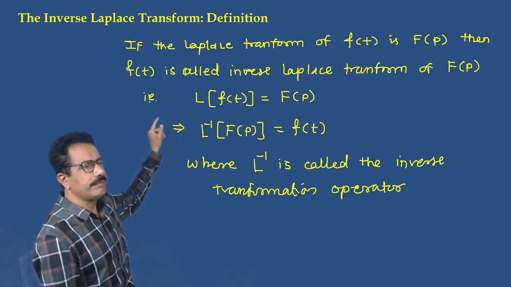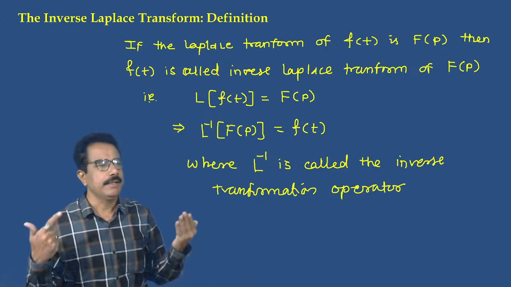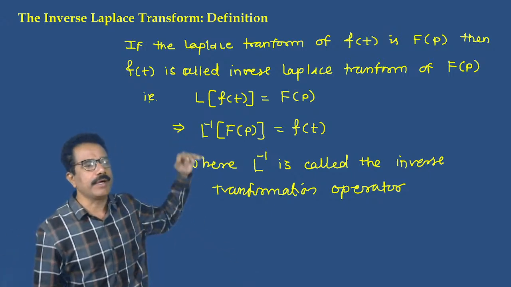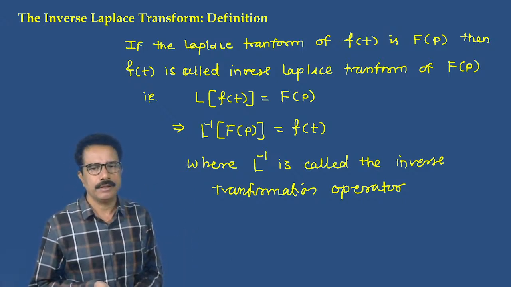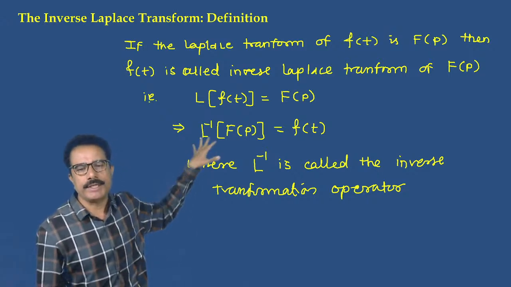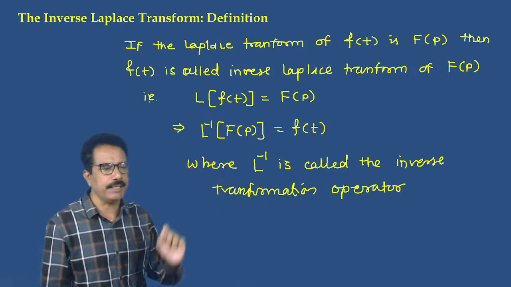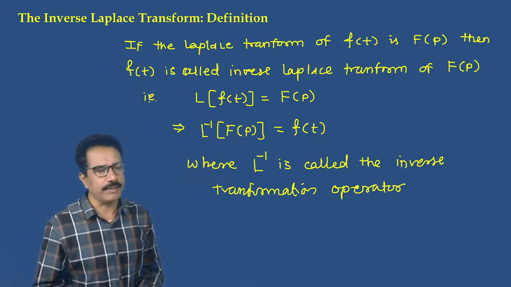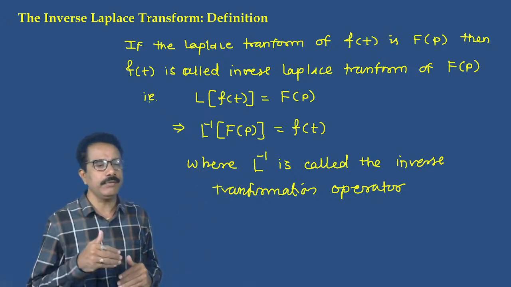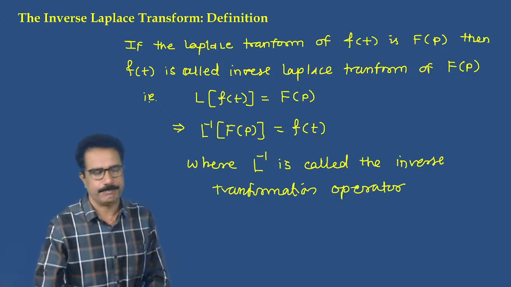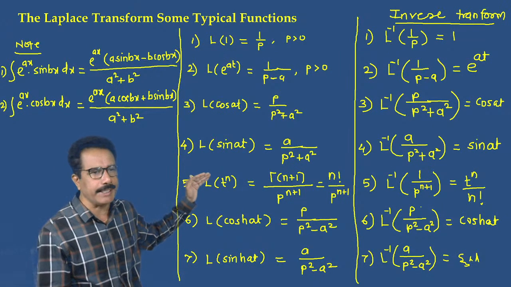See this, if the Laplace transform of small f of t is capital F of p, then small f of t is called the inverse Laplace transform of capital F of p. That means if L of small f of t equals capital F of p, then we can write L inverse of capital F of p equals small f of t. Here the notation L inverse is called the inverse transformation operation, Laplace inverse. These are the basic definitions which we have studied already.